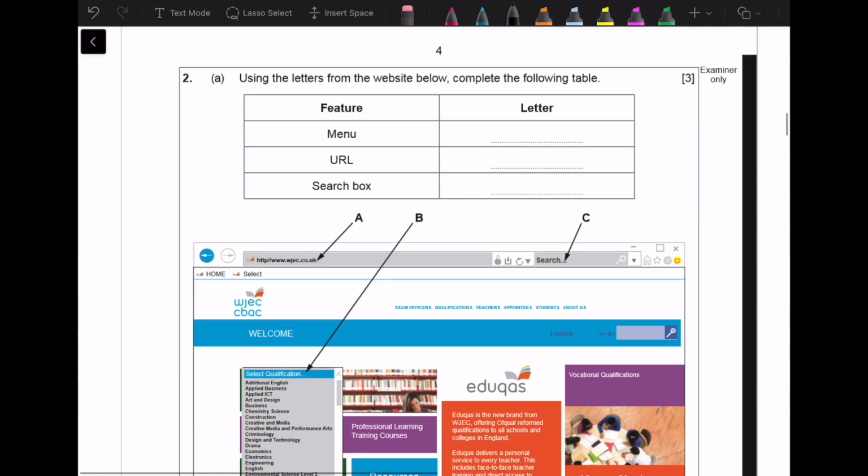Now then, this next one, 2, is lovely. So what we have to do is state which letter is linked to the feature. So if we look at A, it's looking at www.jc.co.uk, so that is actually A. If we look at B, what is B? Well, is it a menu or search box? Well, it's not a search box, so it's a menu. So B is a menu, and then the search box is the one that's on the top, so that there would be C.